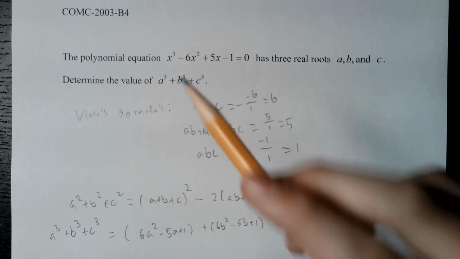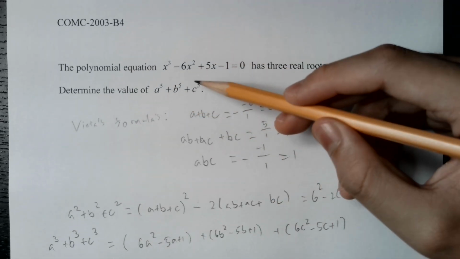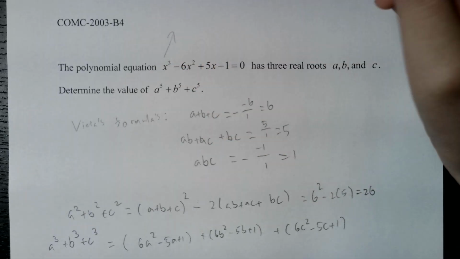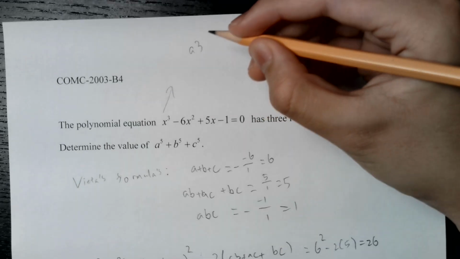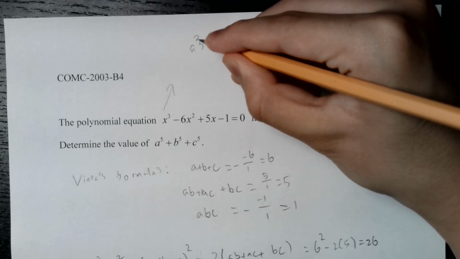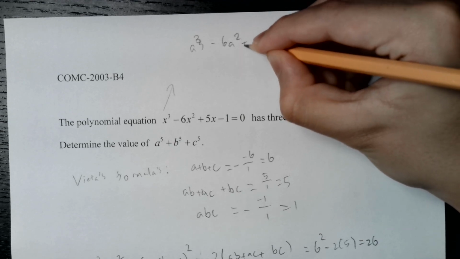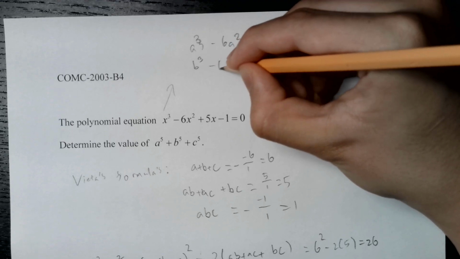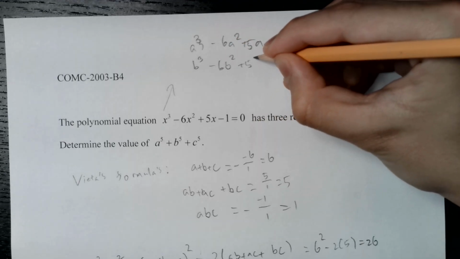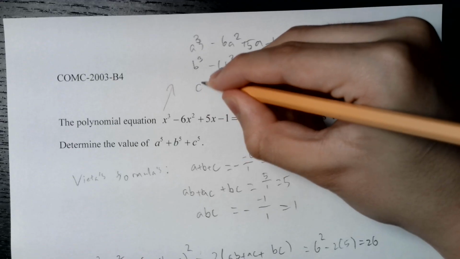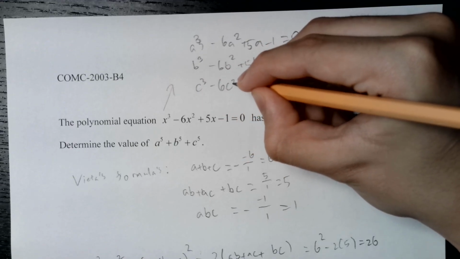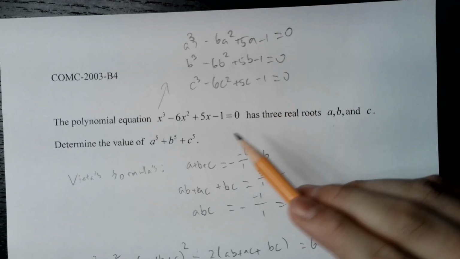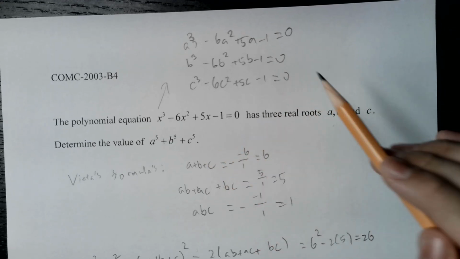Well, going back up here, if we plug in a, b, and c, this should be equal to 0. So plugging this in, we get a to the power of 3 minus 6a squared plus 5a minus 1 is equal to 0. b to the power of 3 minus 6b squared plus 5b minus 1 is also equal to 0, and c to the power of 3 minus 6c squared plus 5c minus 1 should also be equal to 0. This is because a, b, and c are the real roots of this equation, and if we plug them in here, they should be equal to 0.